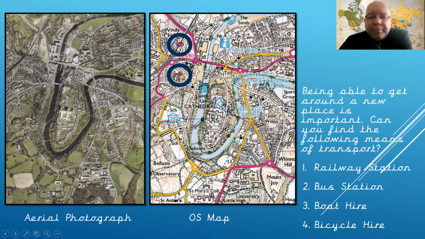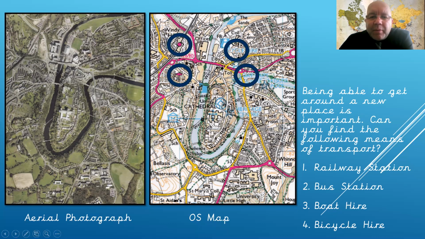Now, a little bit trickier because they're not symbols, but could you spot the boat hire? It's there. Just in that pale blue, you can see the word boat, and just next to it is boat trips and hire. So it's just there on the river. If you were looking anywhere apart from the river, then you're being a bit daft. Boat hire is going to be on the river, isn't it? What about the bicycle hire? Could you spot where the bicycles could be borrowed from? There it is, cycle hire. So just there. So those are those four places.